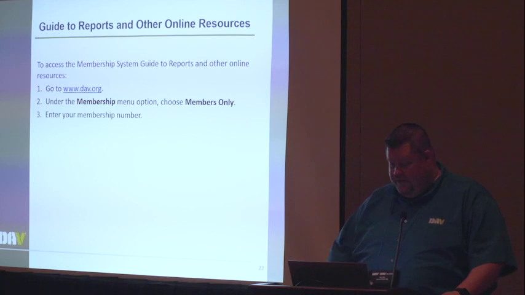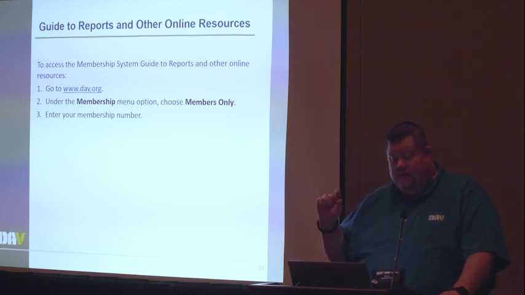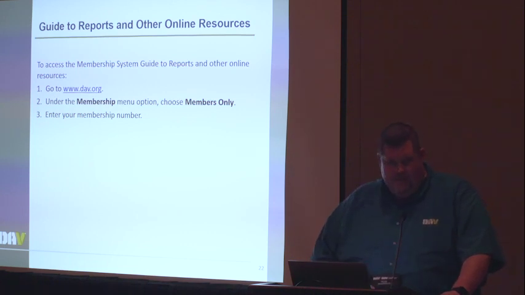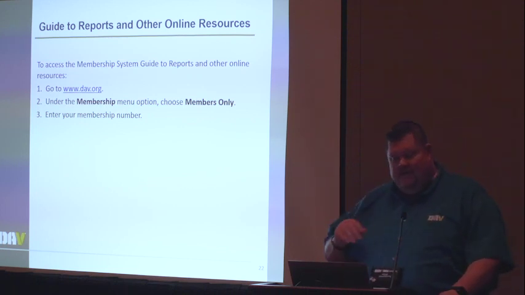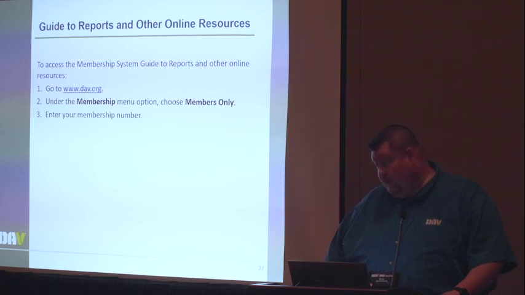So finishing up here, we can take a few more questions. There's a guide to reports and other online resources. So the membership system guide to reports: if you go to DAV.org, hover over membership and then members only. All you need to access is your membership number. And there are a ton of resources there for you, to include a webinar that I did on the members portal. It's got a little more detailed information in it, since the presentation is constrained by time. There's an associated PowerPoint with it.